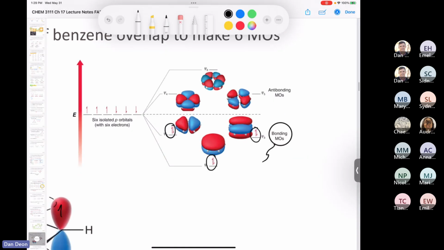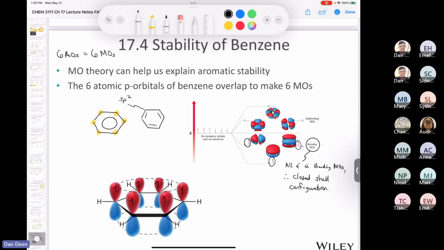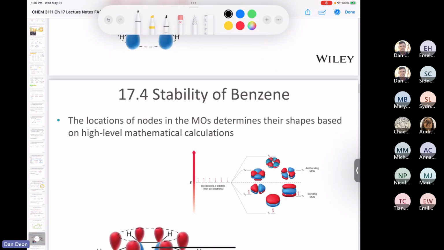When that happens, we say all electrons are in bonding MOs. Therefore, we call this a closed shell configuration. That means we have a stable molecule, so we have an aromatic compound. Every electron is in a bonding molecular orbital, and therefore we have this closed shell configuration, and that's what imparts the stability.